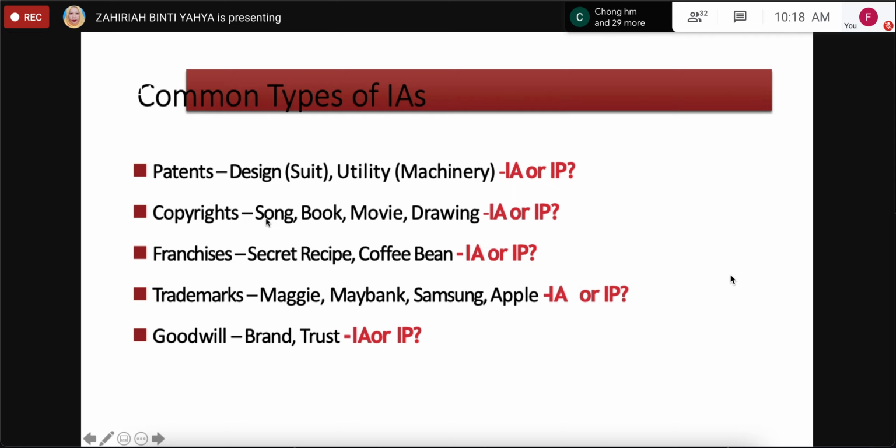And then copyright. Is it intellectual property? Macam ya kan? Okay. Secret recipe, coffee bean. Is it intellectual property? Tak kan? Dia intangible asset tapi dia bukan intellectual properties. Trademark. Is it intellectual properties? Pada saya tak lah. Goodwill? Tak. Yang kat sini yang clear, the copyright, song, book, movie, drawing ni intellectual properties.